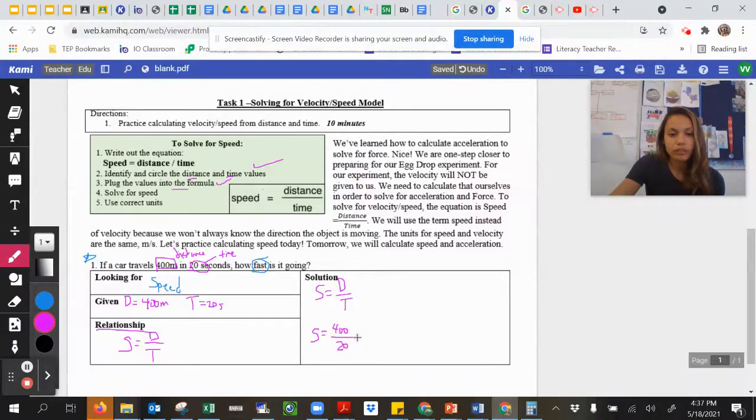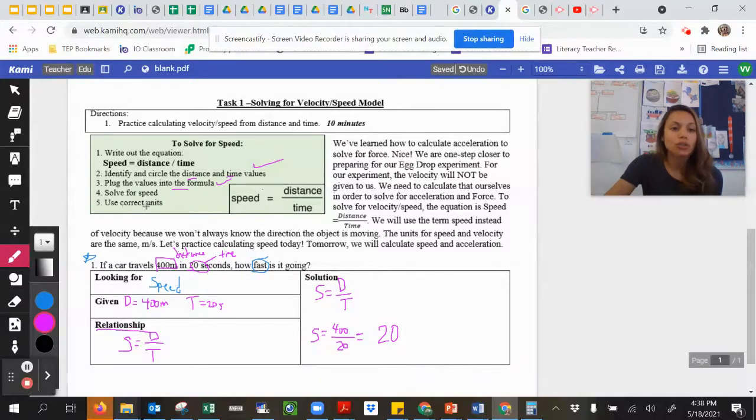Good. So go ahead and solve for speed. What is 400 divided by 20? Yep, hope you got that right. Some of you should have your calculators. It is actually 20. Cool, so am I done?